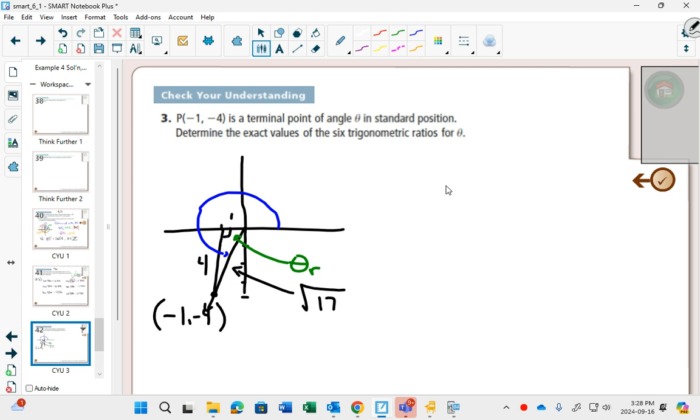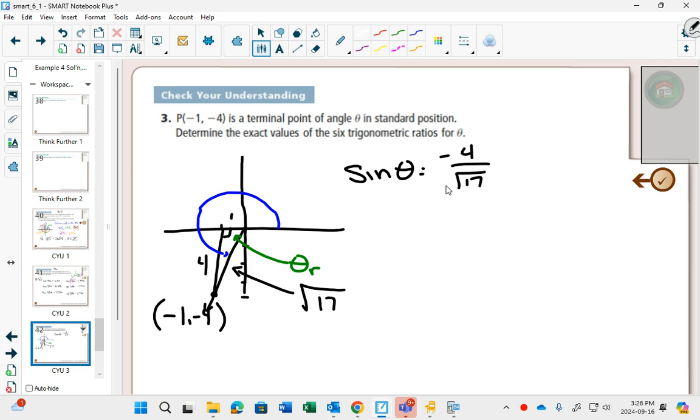And if you can draw this triangle, you can tell me what sine of theta is. Well, sine is opposite over hypotenuse. Opposite's 4, hypotenuse is root 17. And because it's in quadrant 3, it needs to be negative.